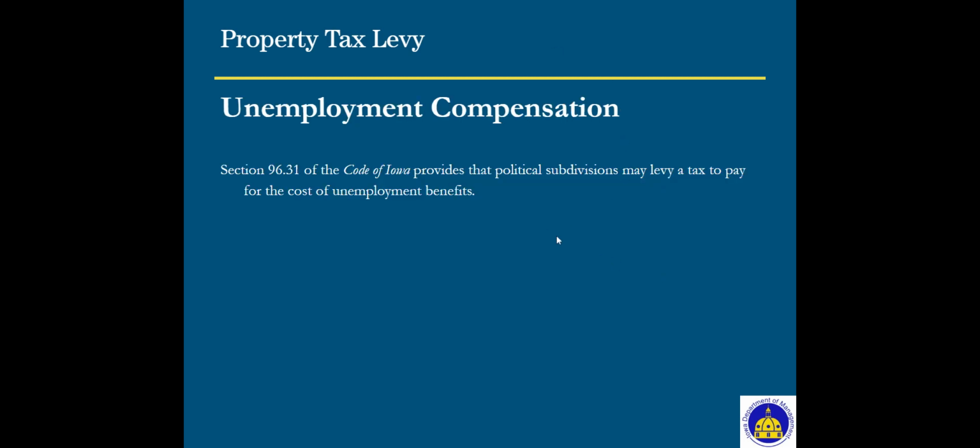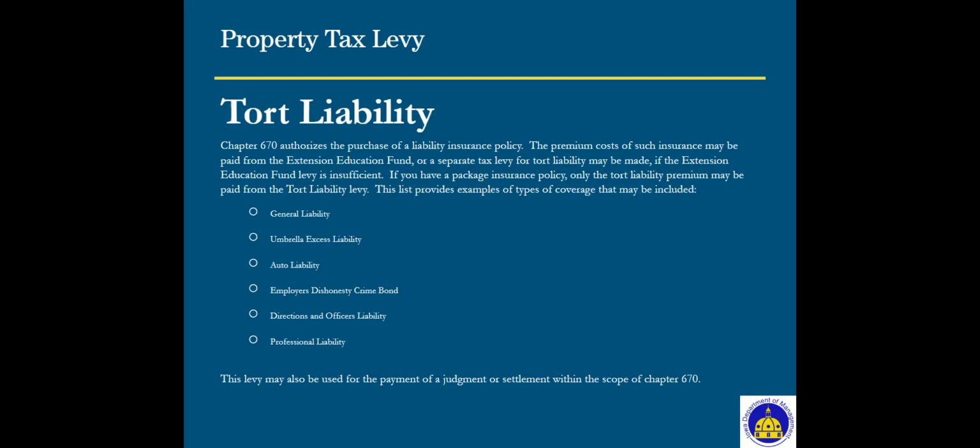Another levy that is available to you is the unemployment compensation levy. Section 96.31 of the Code of Iowa provides that political subdivisions can levy a tax to pay for the cost of unemployment benefits. And so that's either the cost of, you know, the payment of claims via unemployment or the cost to participate in the state unemployment program.